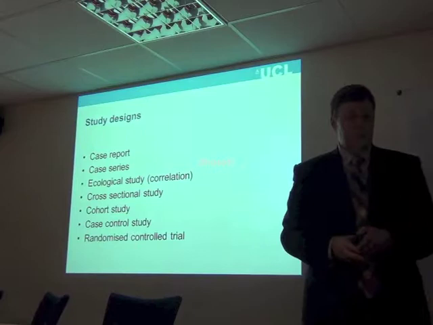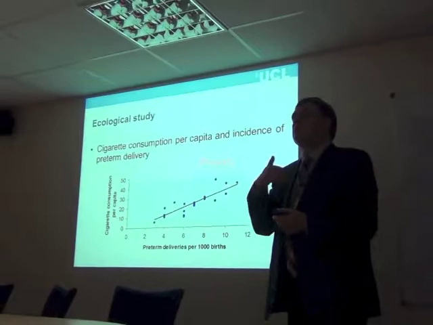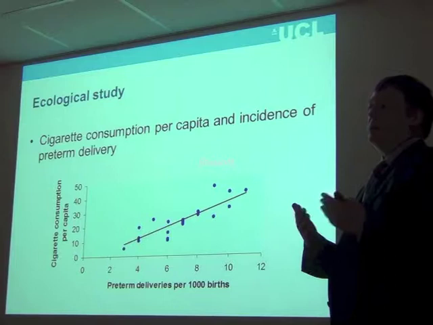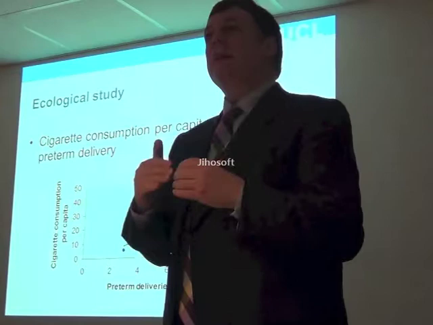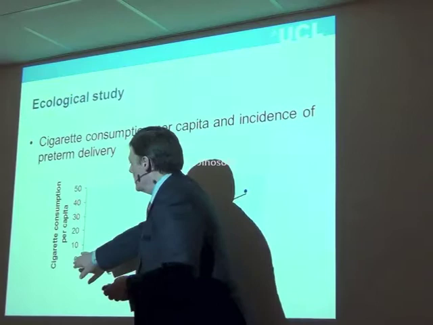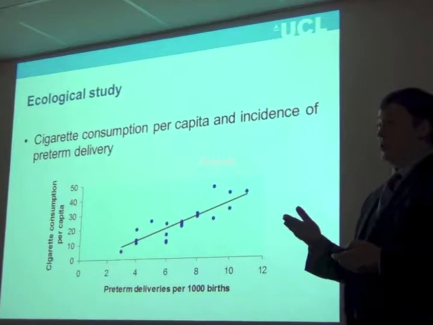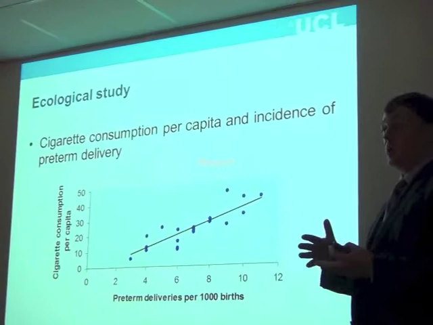Ecological studies are the first type of analytical study that you'll find in this sort of series. Ecological or correlational studies are where you compare two different pieces of data, but not on the individual person level. So here is a graph showing cigarette consumption per capita. These sorts of data usually come from sales, so how many cigarettes were sold in a country per head of population. So it's an average, it's not how many people smoked or how much they smoked. It literally is how many cigarettes were sold in that country.